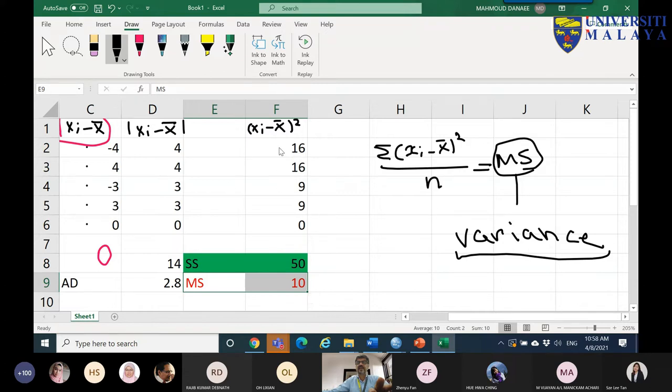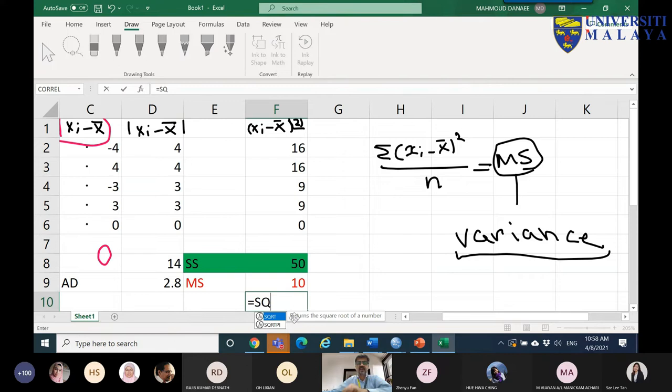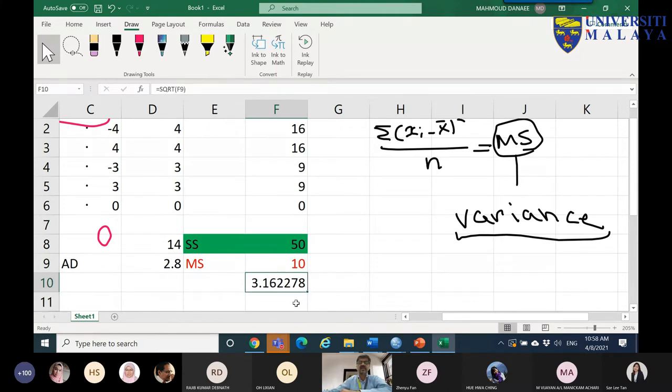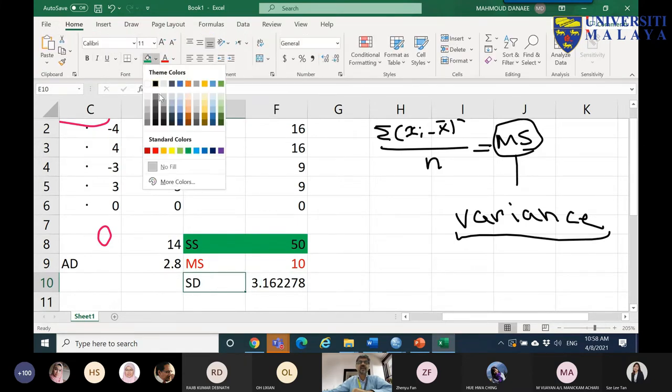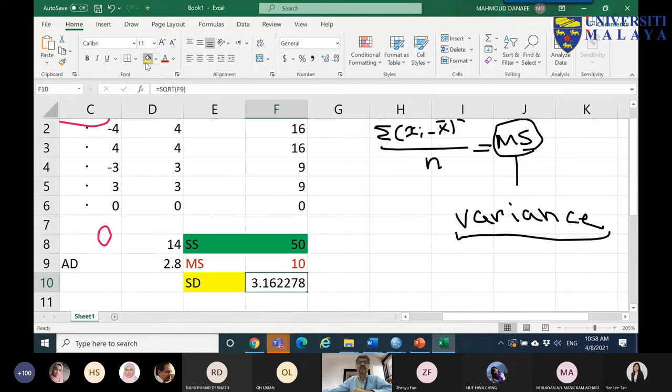And since the variance is a squared value, why? Because we squared all the differences, right? If I calculate the square root of the variance, SQRT, SQRT in Excel will calculate the square root. So how much is the square root? 3.1. Do you know what its name is? The standard deviation. The standard deviation is the square root of the variance.